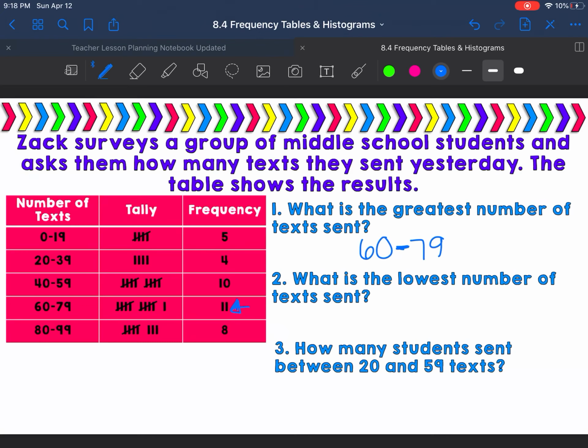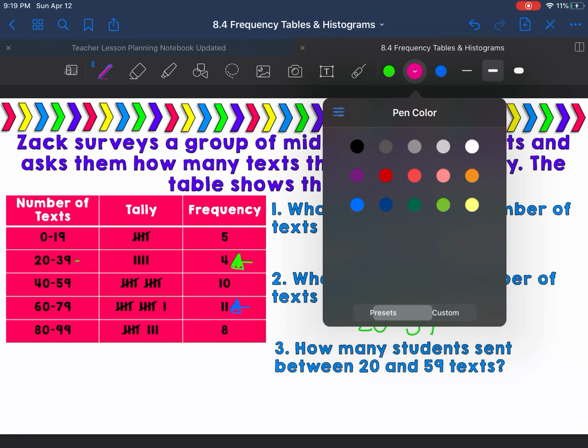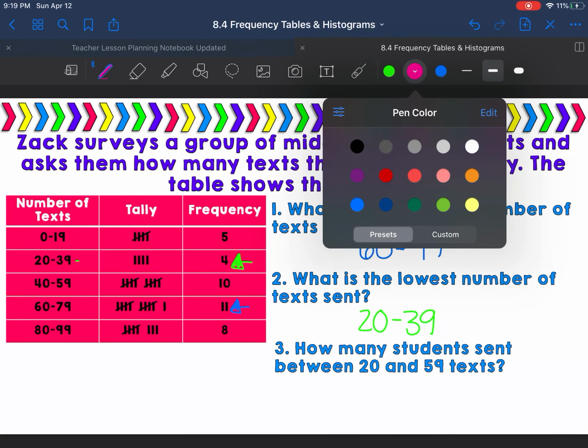What is the lowest number of texts sent? So look at your chart and find the lowest number. My lowest number is here at 4. So that number is 20 to 39. And now I can move on.